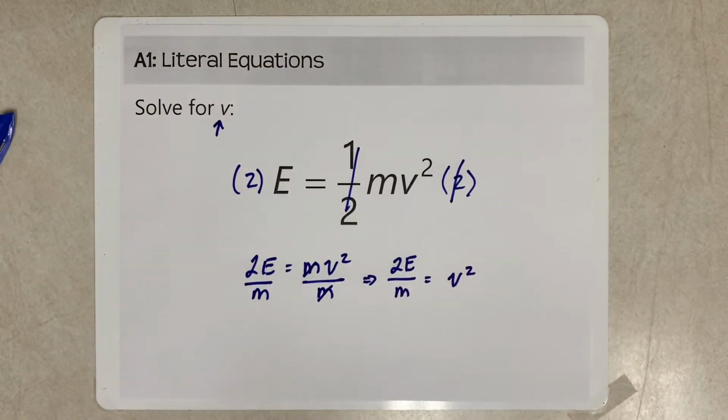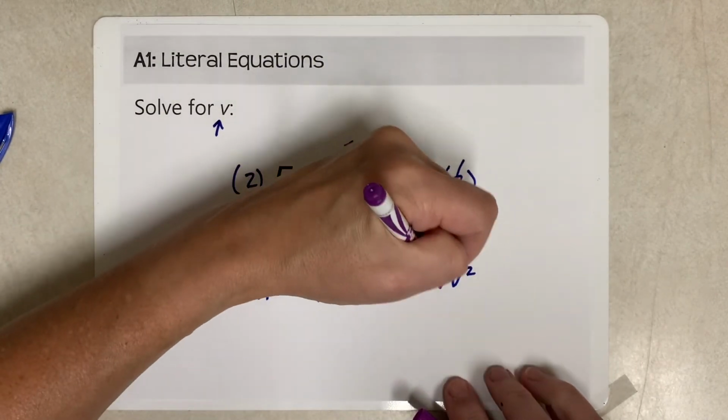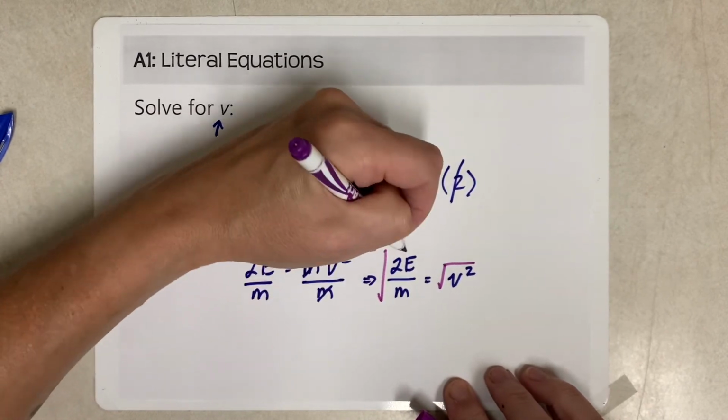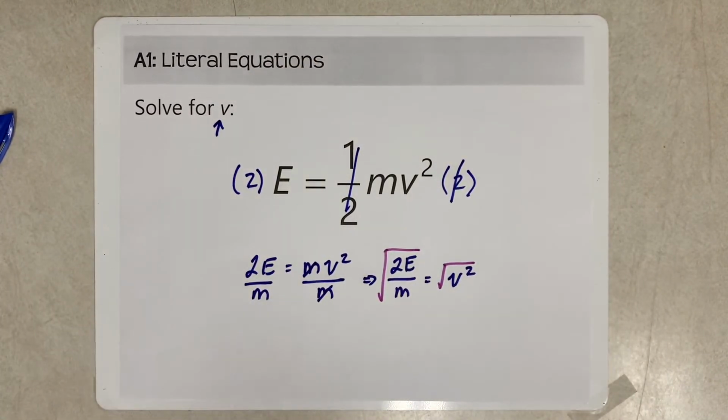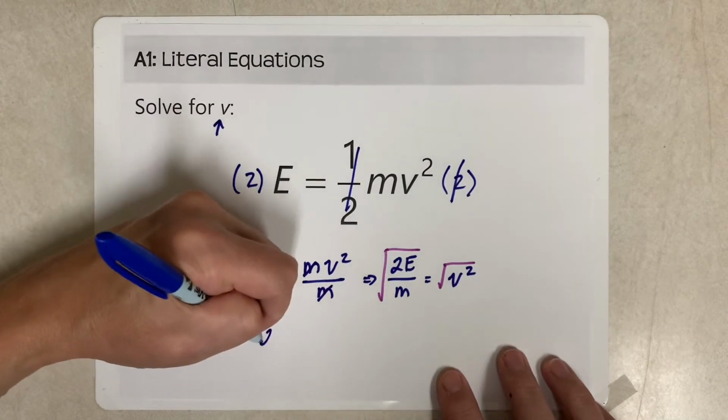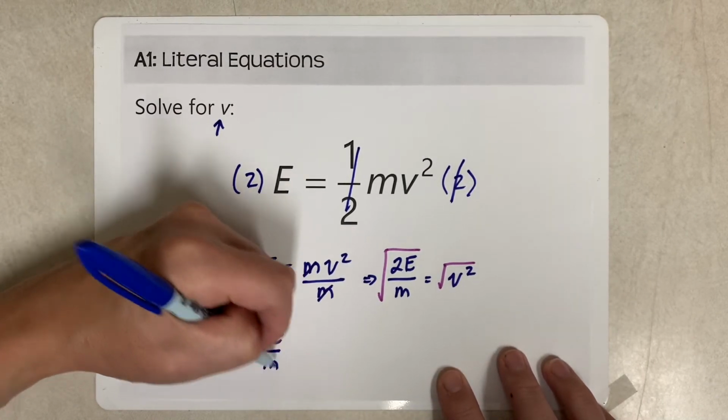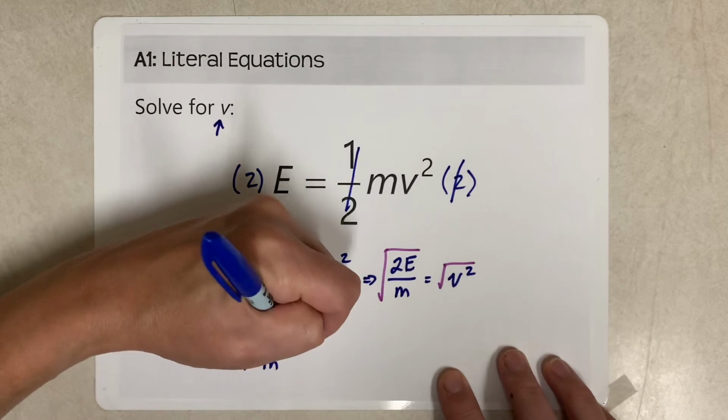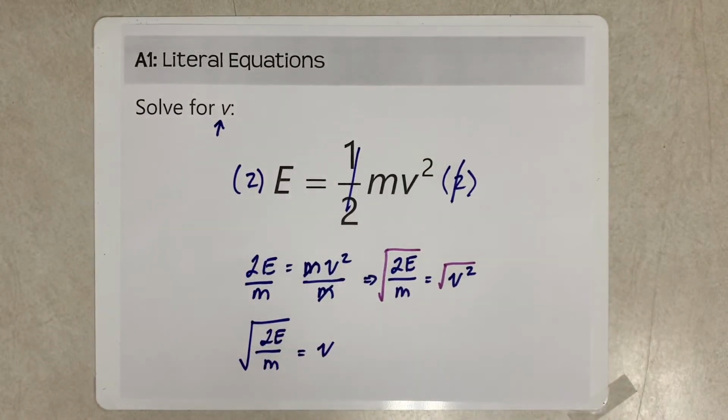So how do we get rid of a square? Well, we're going to have to do a square root. So we take the square root of both sides, like that. And we get the square root of 2e over m equals just plain v.